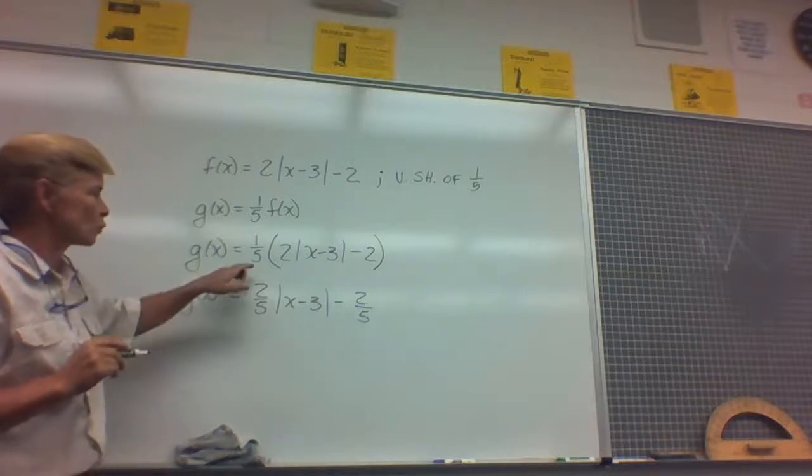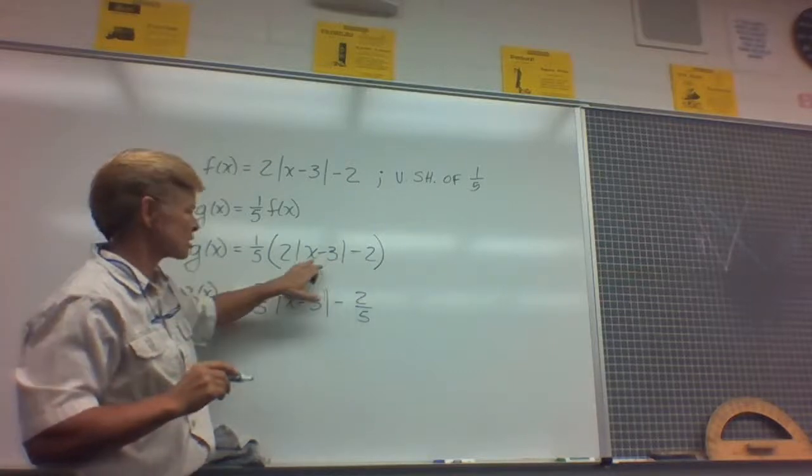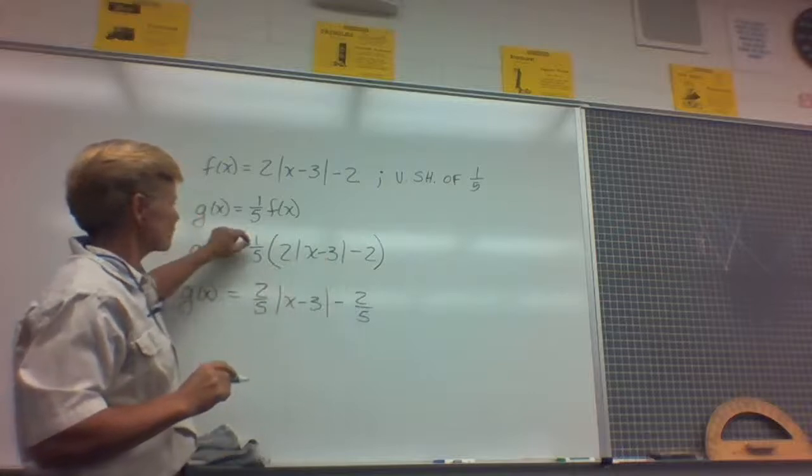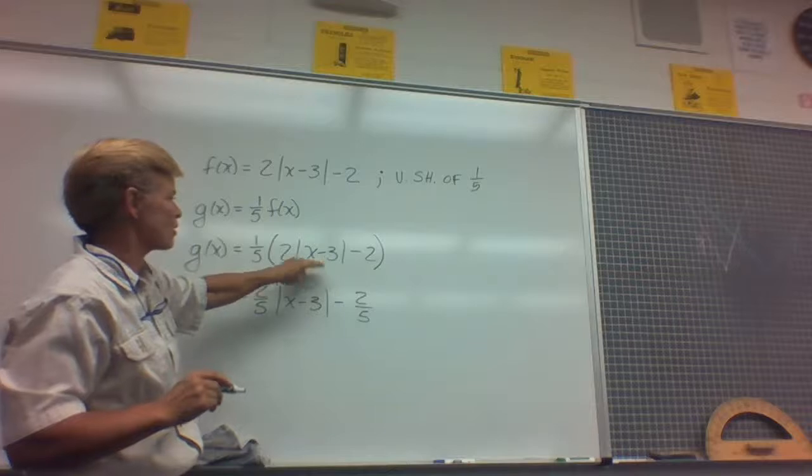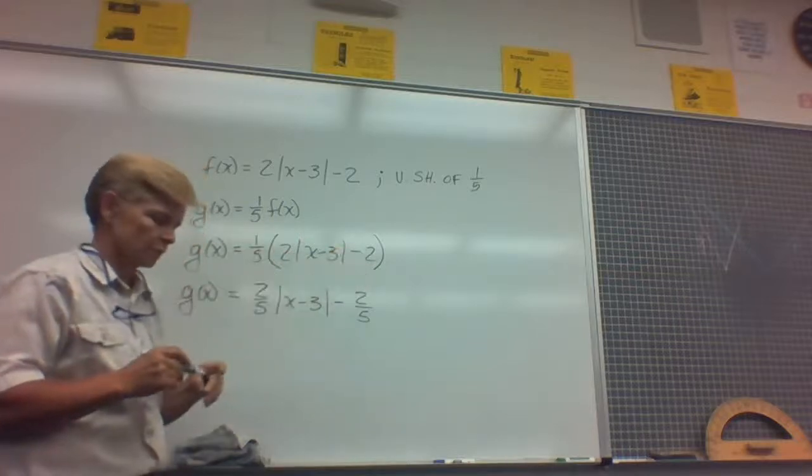That's the final answer because the 1/5 is applied to each one of these terms. This is a bigger term. This is a smaller term. It's 1/5 times this number here, and then this can't be gotten inside, so it just tags along. And then 1/5 times whatever's out here as well.